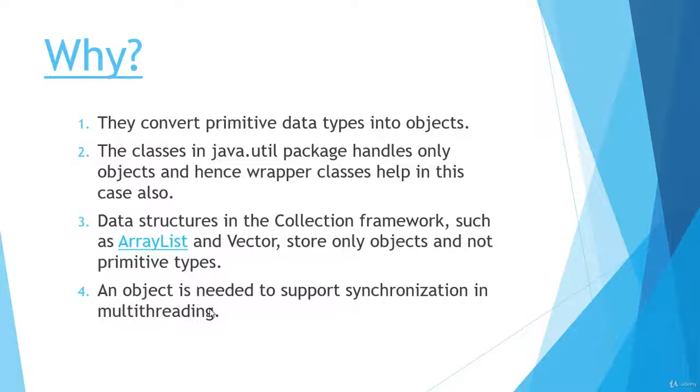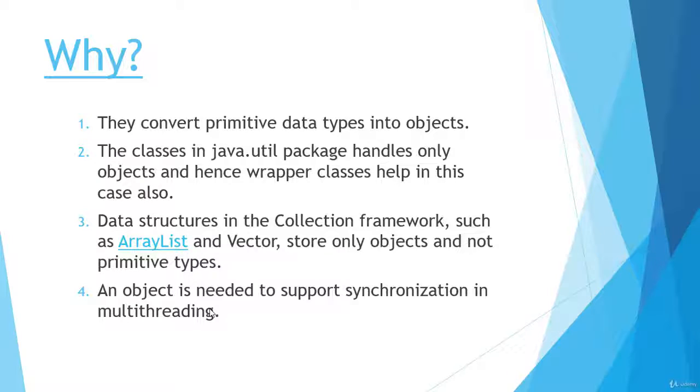And the third point, data structures in the collection framework such as an ArrayList or a Vector store only objects, not primitive data types. I know that you don't know about data structures or the collection framework right now, but we will discuss the collection framework in detail in our future sections. But for this video, keep in mind that when we use the collection framework, we cannot store primitive data types, we can only store objects.